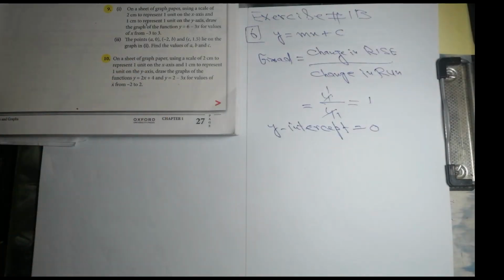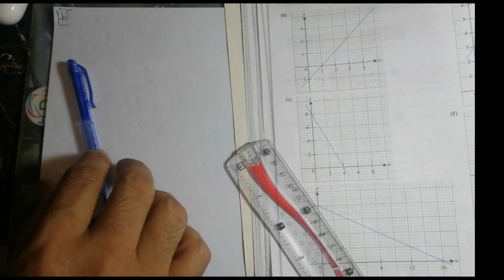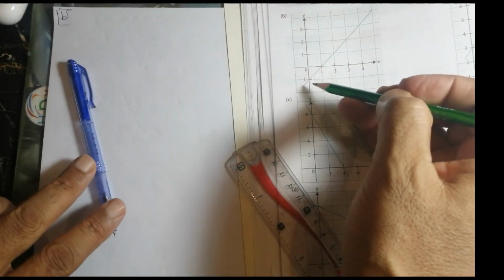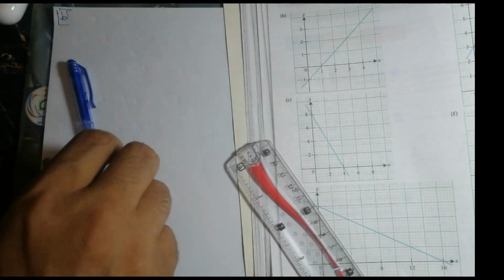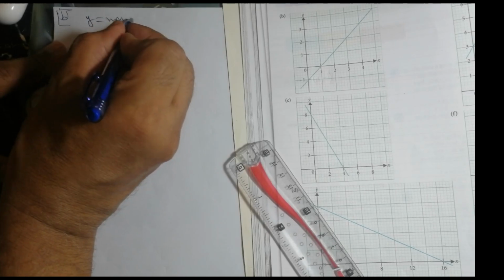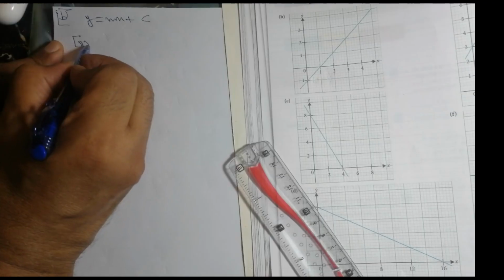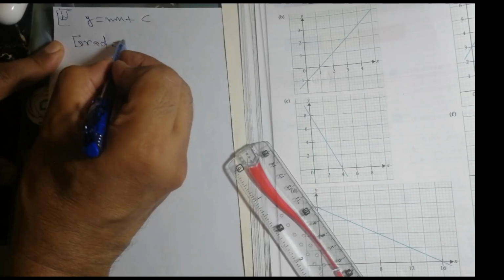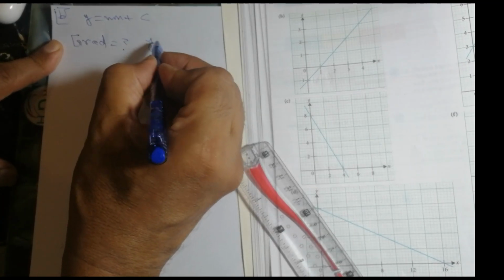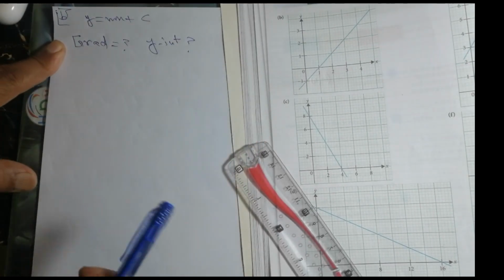So let's see the next part of this question. Now part B of this question. This is the line given, its standard equation is y equal to mx plus c. So we need to find the gradient as well as the y-intercept, which is c. We need to find both.